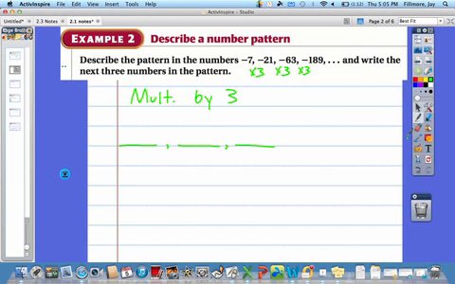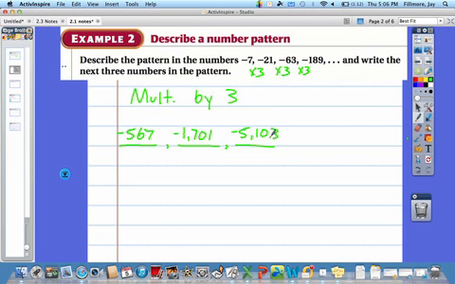So if I were to multiply my -189 by 3, I would end up with -567 as the next number in our pattern. If I multiply -567 by 3, I have a result of -1,701. And if I multiply that times 3, I end up with -5,103. And those are the next 3 terms in our pattern.